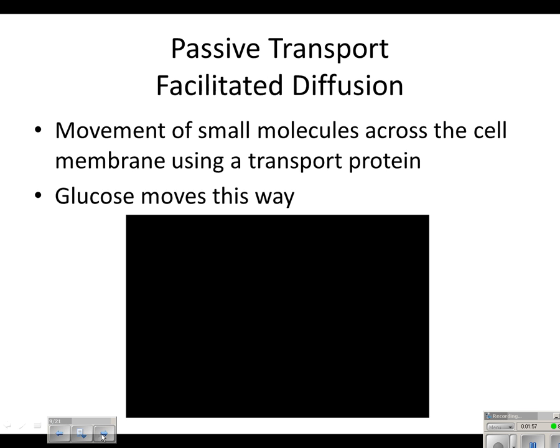If we look at facilitated diffusion, facilitated means it's kind of helped a little bit. And small molecules such as glucose are going to be able to move across the membrane through a transport protein. And this, we need to take a look at this.